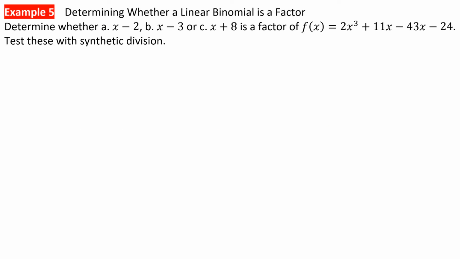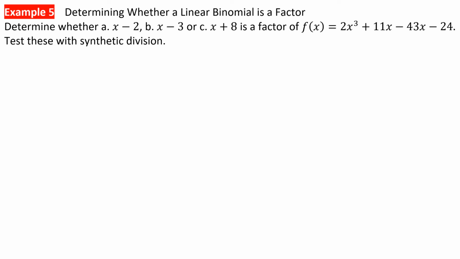Example 5 has 3 parts. Can we determine whether x minus 2, x minus 3, and/or x plus 8 are factors of this function f of x equals 2x cubed plus 11x squared minus 43x minus 24? In other words, what we're asking is, does this function cross the x-axis at positive 2, positive 3, negative 8? Since it's cubic, we should anticipate at most 3 zeros, so it's reasonable to check these out. Also, the fact that 2, 3, and 8 all multiply into 24 means that they're good guesses.